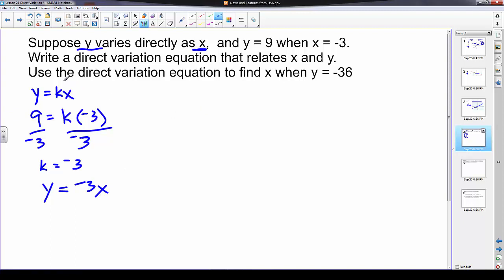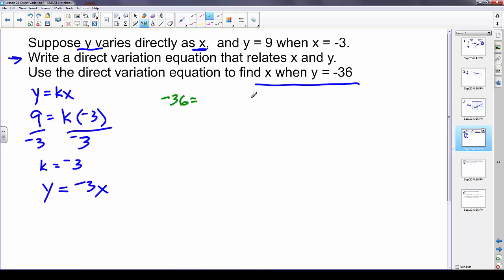But then notice there's a second part. It asks me to write the direct variation equation, which I just did, but then I want to use that equation to find the value of x when y is negative 36. So they've given me a second case in this problem. They've told me, what is x if my y value is now negative 36?